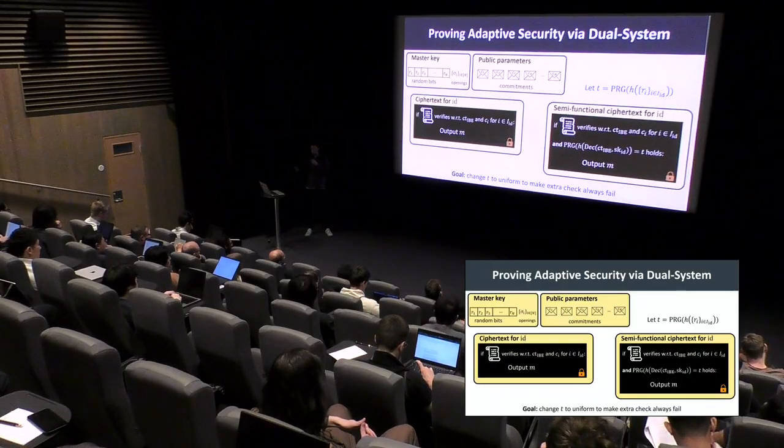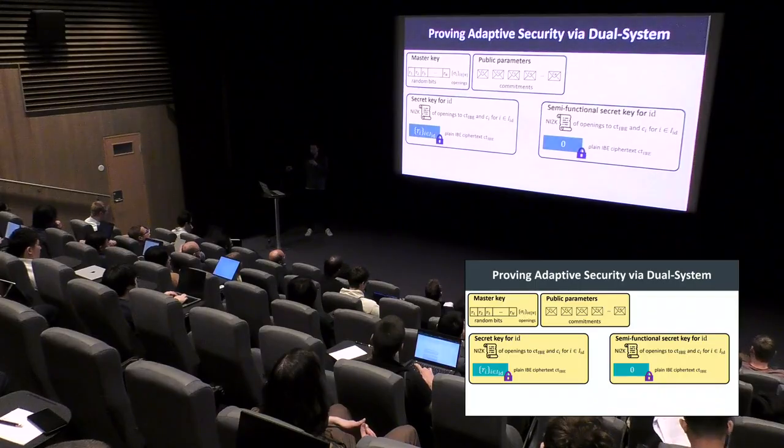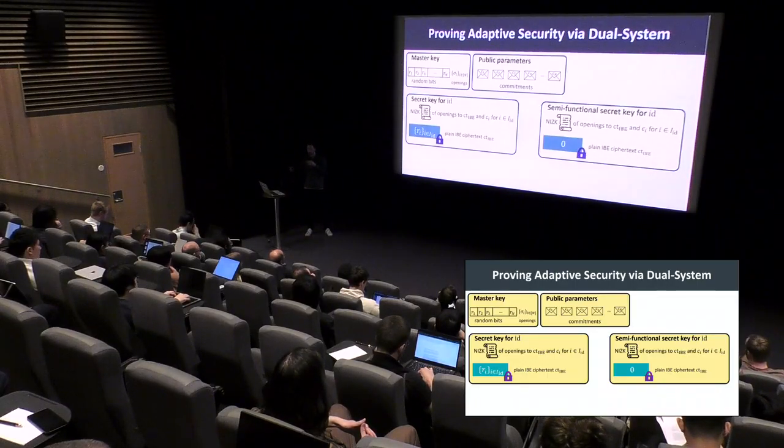So to help in doing that, let's define the semi-functional keys. The semi-functional keys are just going to be the same as the original, except they no longer depend on the bits of the master key. In particular, we encrypt 0 with the IBE scheme, and the NISIC zero knowledge makes the proof independent of the master key.